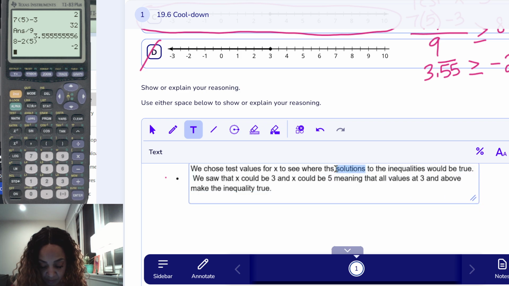Alright, let me just fix this typo. Oh, it's not letting me fix it, but that should just be the word the.